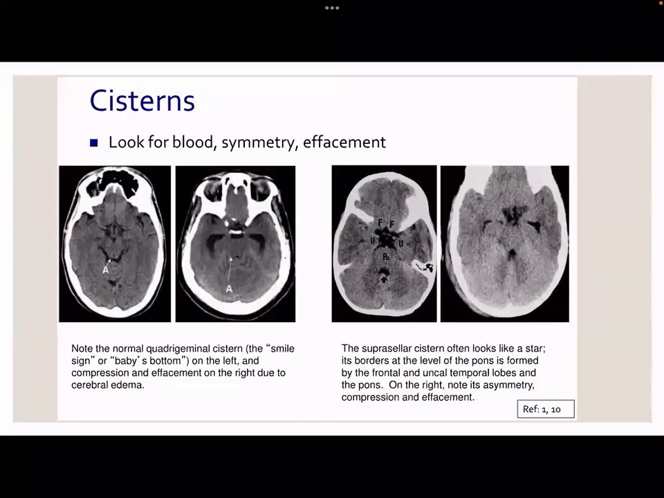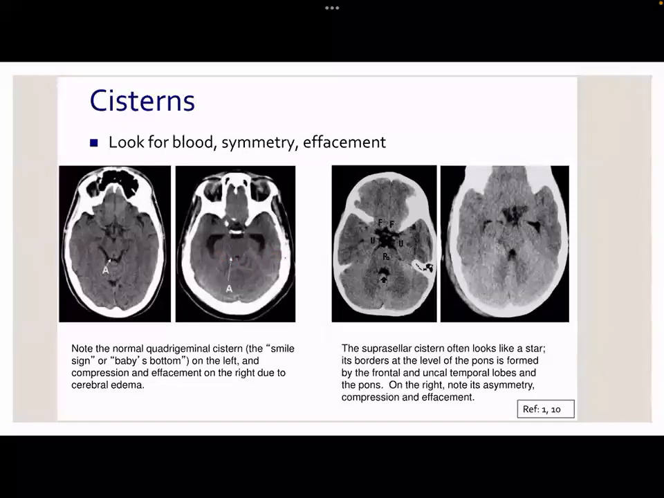So here, how to evaluate the brain cisterns. We look for presence of blood, symmetry, and effacement. As you can see here on the left, this is the quadrigeminal cistern having the smile sign, which is normal. And here on the right, you can see that the cistern is compressed and effaced due to cerebral edema.